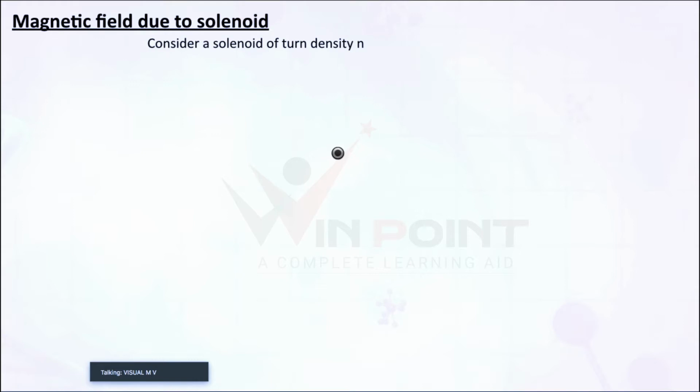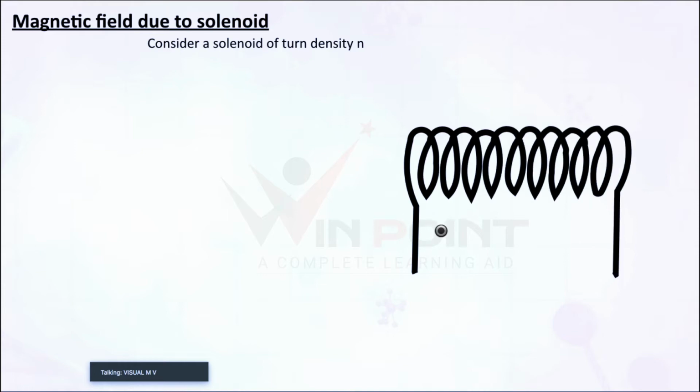Here we are considering turn density, not the number of turns. Turn density is the number of turns in unit length, 1 meter. If in 1 meter 100 turns are there, then 100 is the turn density. If in 1 meter there are 200 turns, then 200 is the turn density. In 1 meter, the number of turns is the turn density. So this is our solenoid.